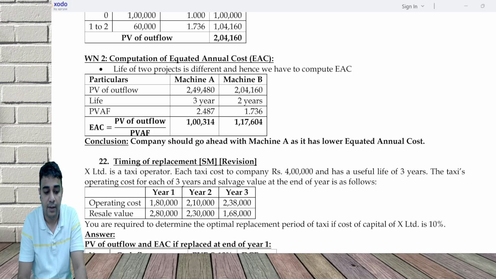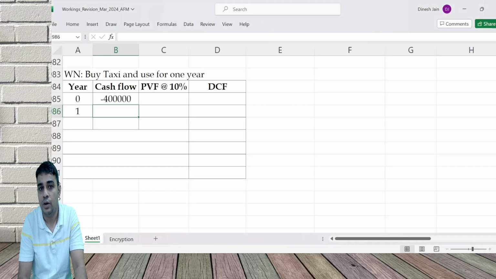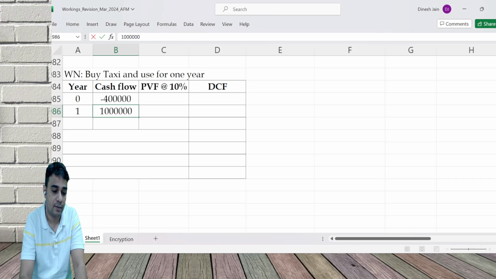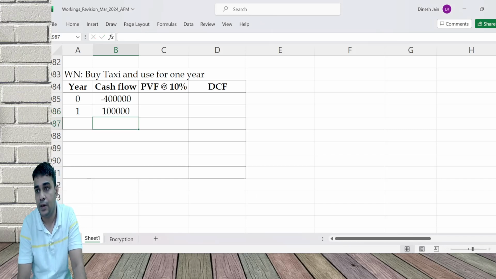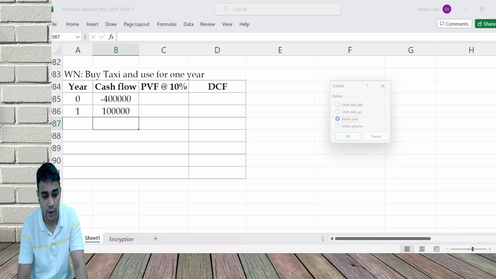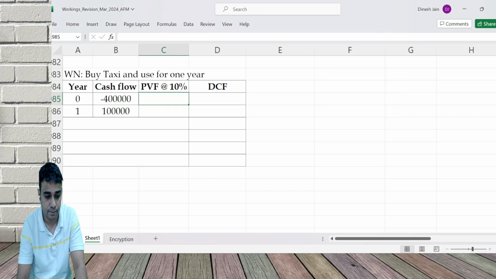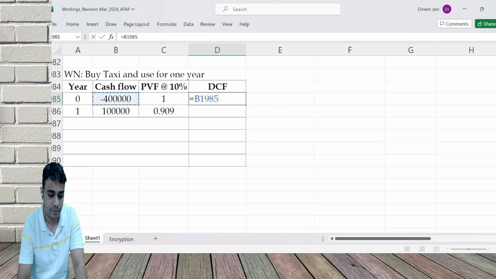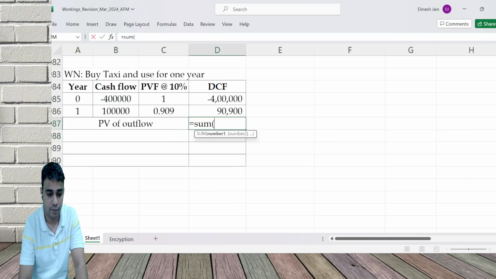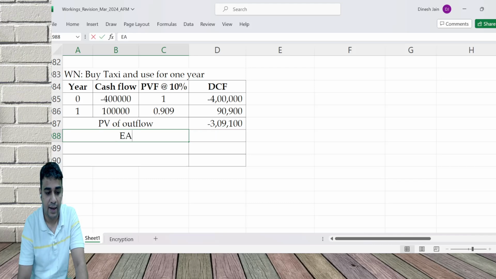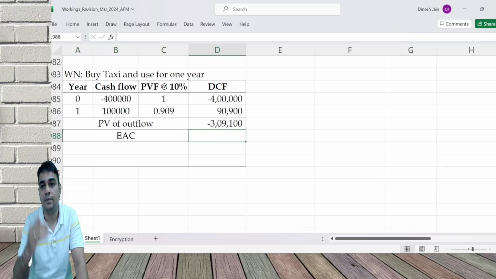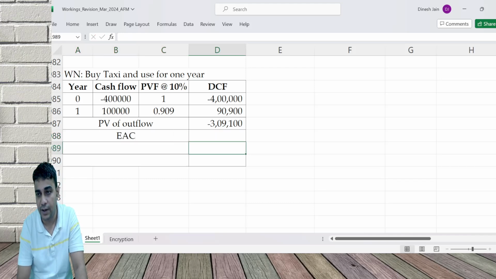1 lakh, and you will sell it, so net inflow of 1 lakh. Use and sell it after 1 year. Do the calculation. PV of outflow and EAC. Why EAC? Because there will be different options.